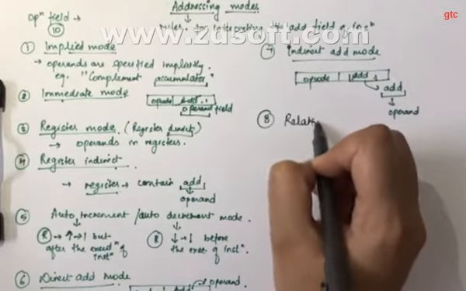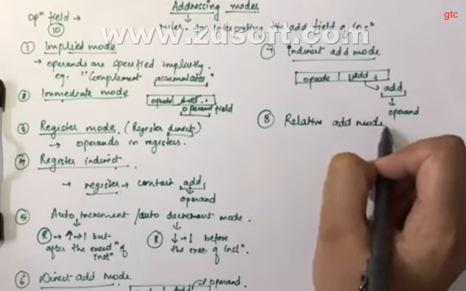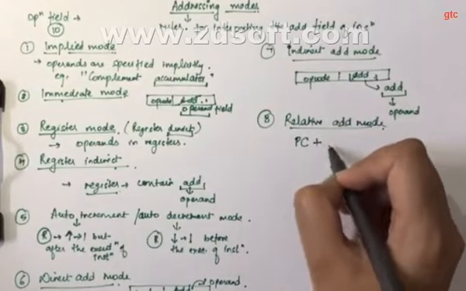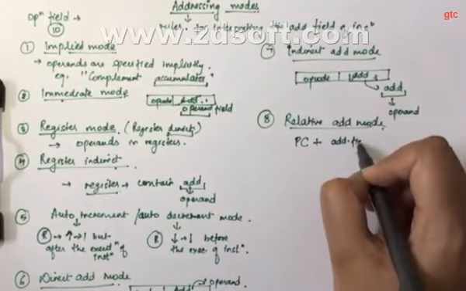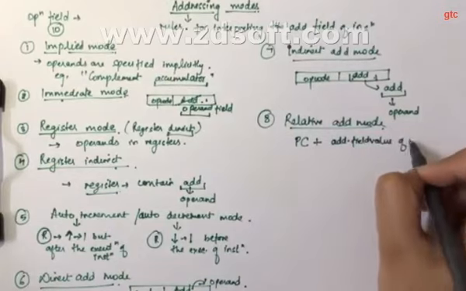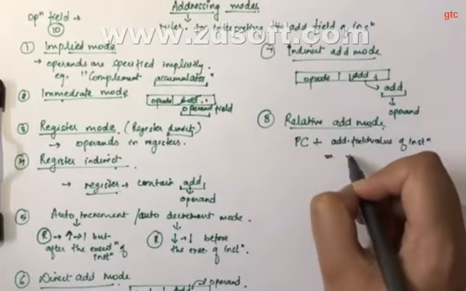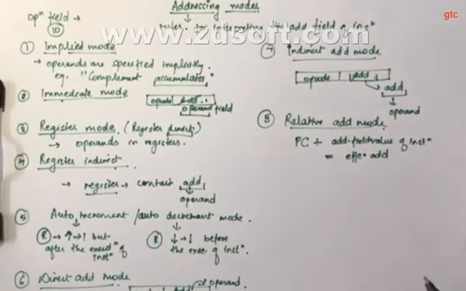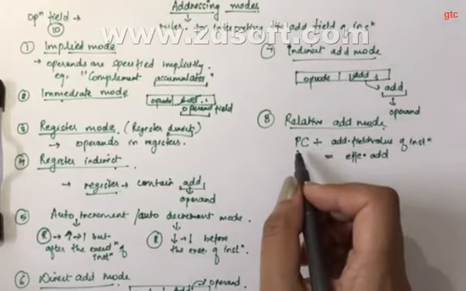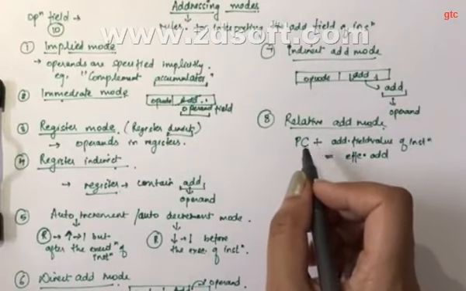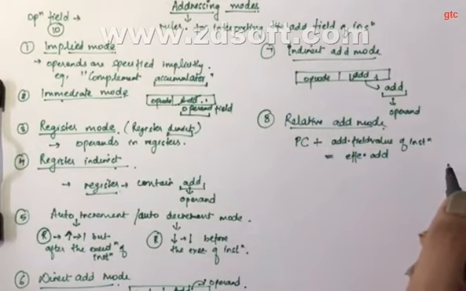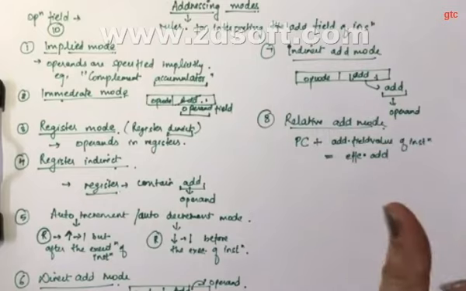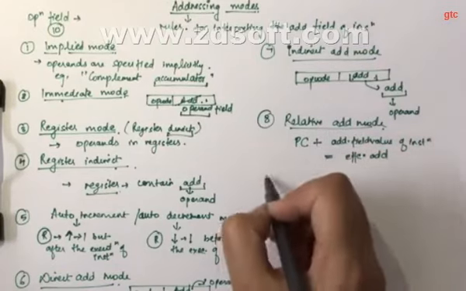Next is the relative addressing mode. In this, the value of program counter is added to the address field value of instruction, which will give you the effective address, and this effective address will point towards the operand. I hope everyone knows what is PC. PC is the program counter which points towards the address of the next instruction to be executed. So here this is added to the address field value of the instruction, and that particular value after addition will give you the effective address.